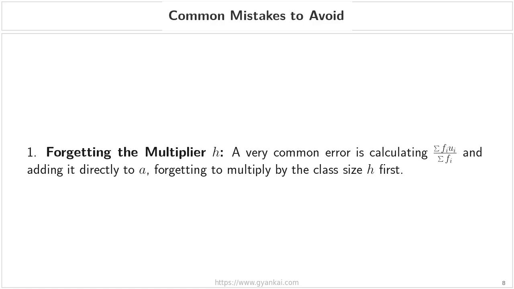First, the most frequent error I see is forgetting the multiplier h after you have calculated the sum of f sub i times u sub i, divided by the sum of f sub i. Many students are tempted to add that result directly to the assumed mean. Remember, you must multiply that entire fraction by the class size, h, before adding it to a. If you skip this step, your mean will be much smaller than it should be.